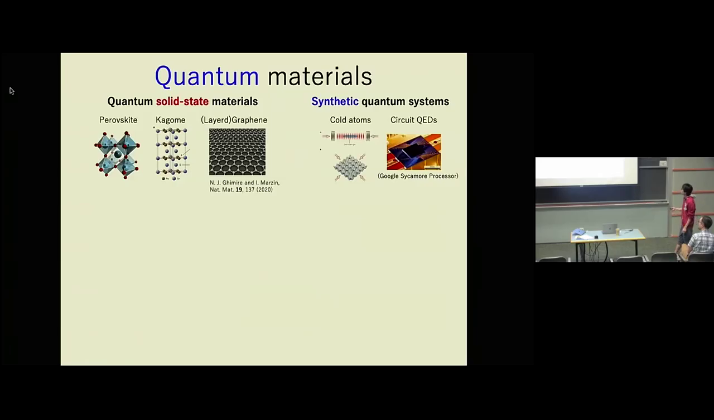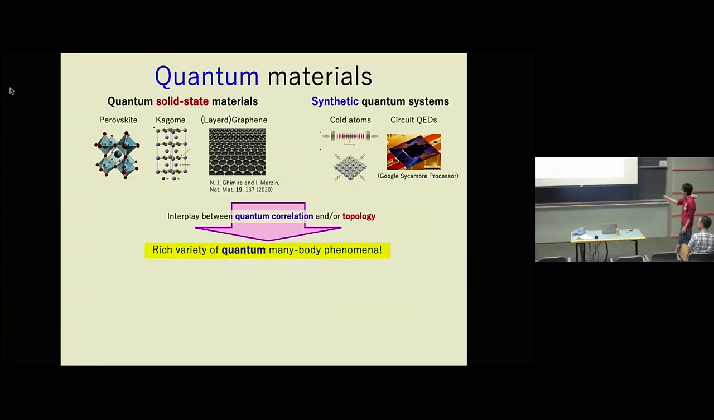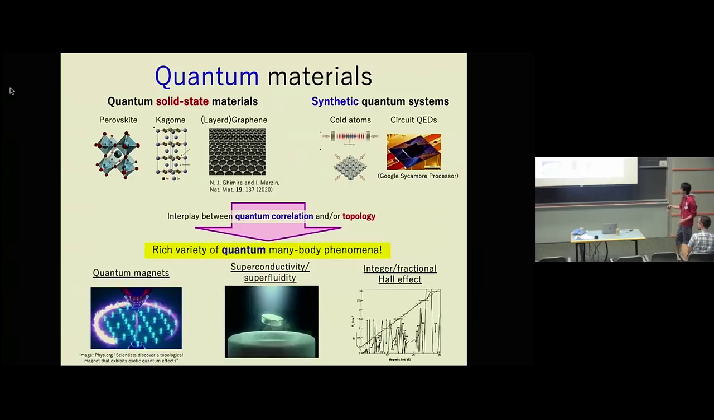And because of the interplay between quantum correlation effects and topology, a very rich variety of quantum many-body phenomena emerges. Just to name a few of them: quantum magnets, superconductivity, and quantum Hall effects.